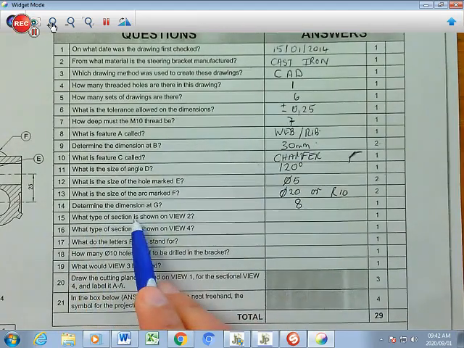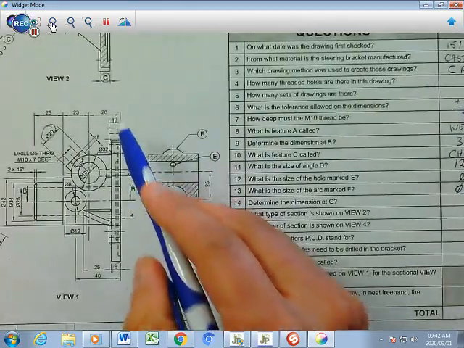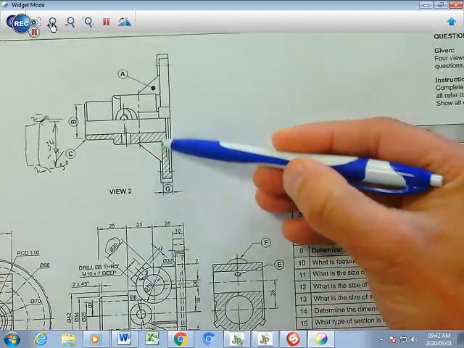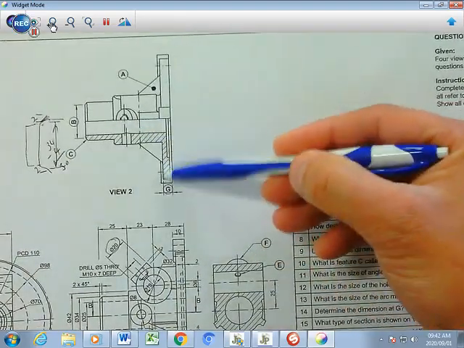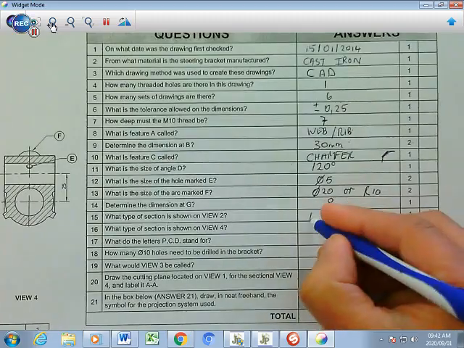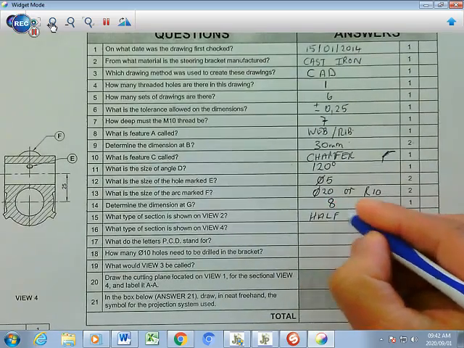What type of section is shown on view 2? So you go to view 2, which is the view at the top here. So what type of section? You will pick up that there's only hatching on the one side and the other side is completed, so it's a half section. So we're going to write in half section.